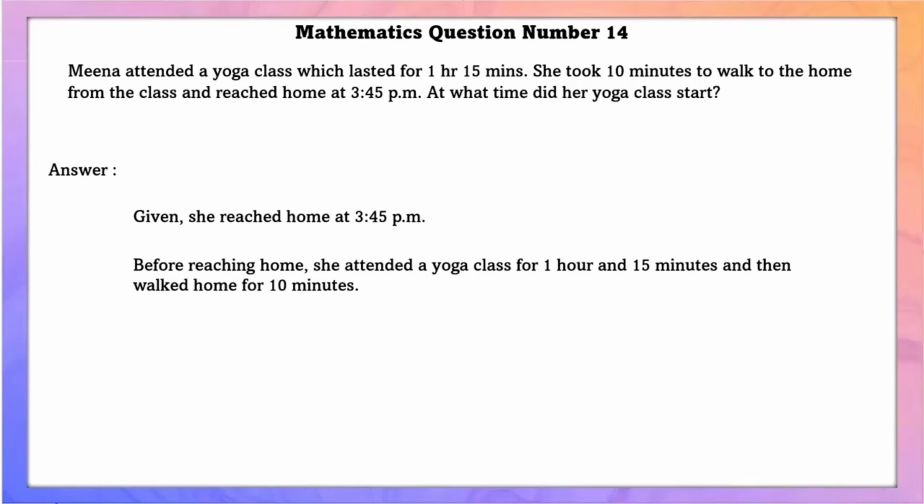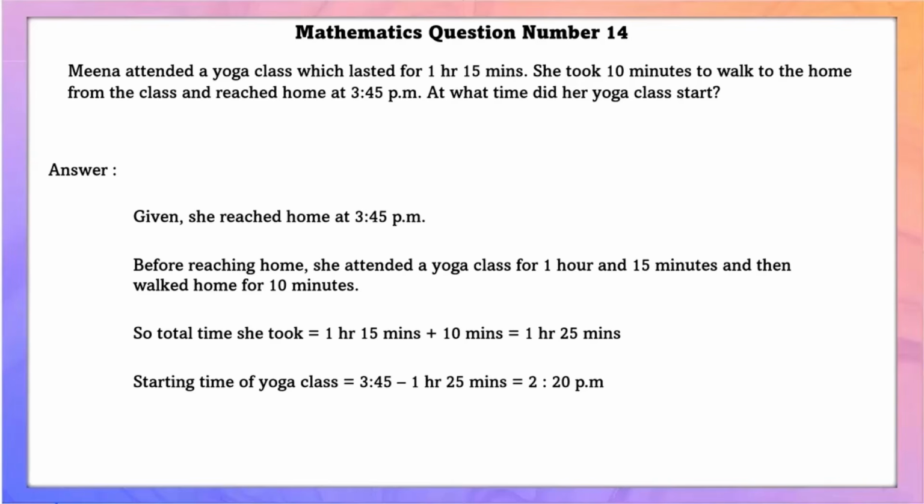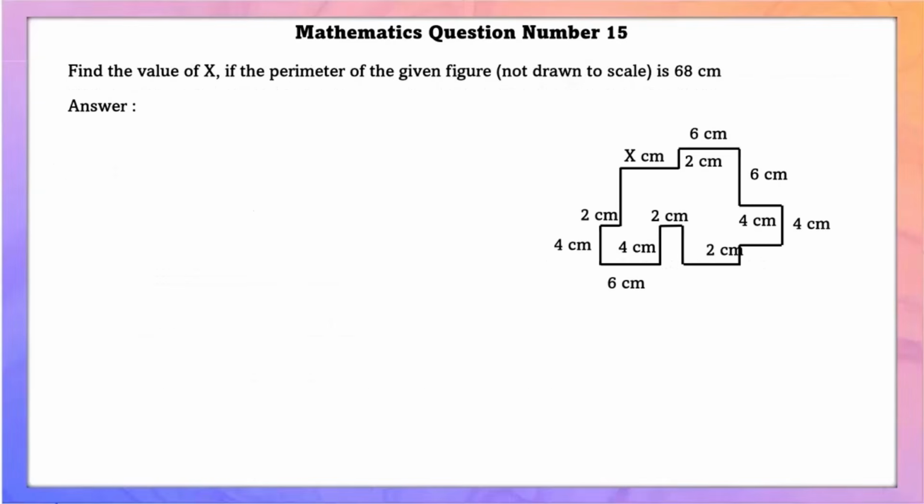Before reaching home, she attended a yoga class for 1 hour and 15 minutes and then walked home for 10 minutes. So, total time she took is equal to 1 hour 25 minutes. Start time of yoga class is equal to 3:45 minus 1 hour 25 minutes, that is 2:20 p.m.